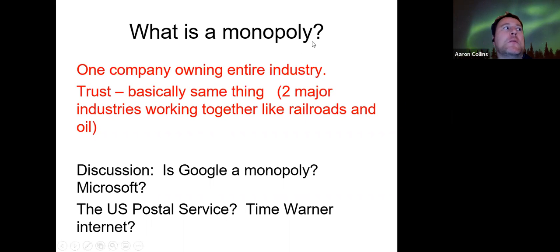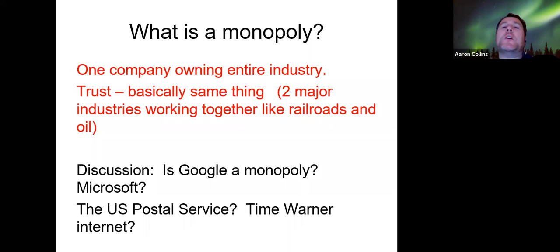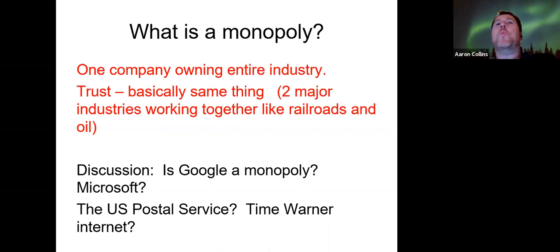And then look at the word poly. Poly means many, like a polygon or a polytheistic religion. So if you look at the word monopoly, it means one over many. So one company owning an entire industry. So for a while, Standard Oil was a monopoly.